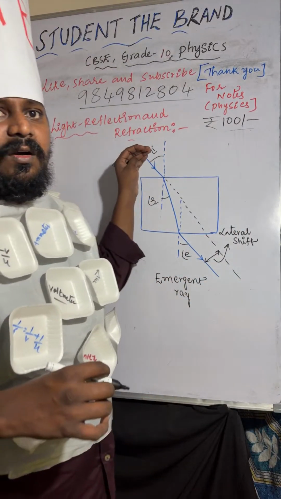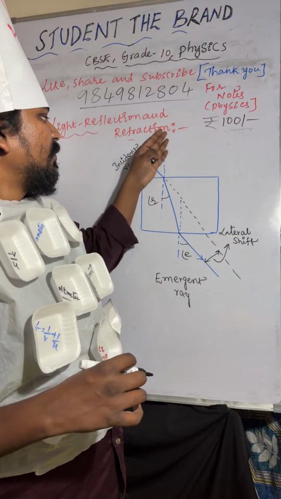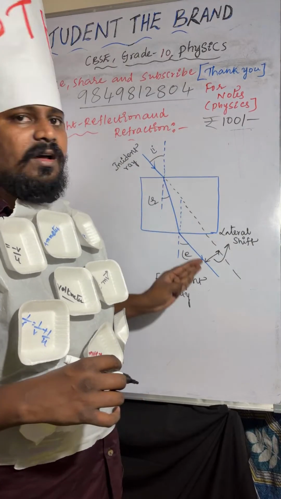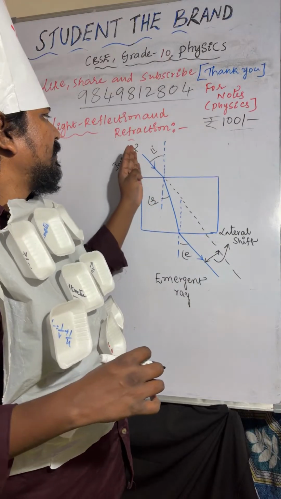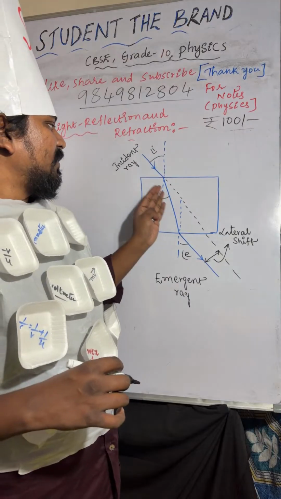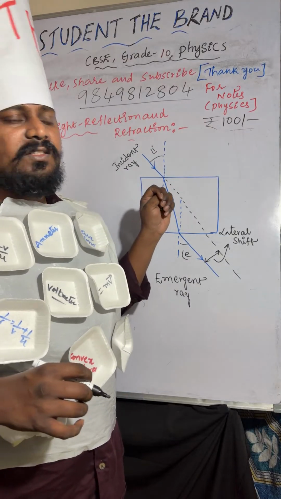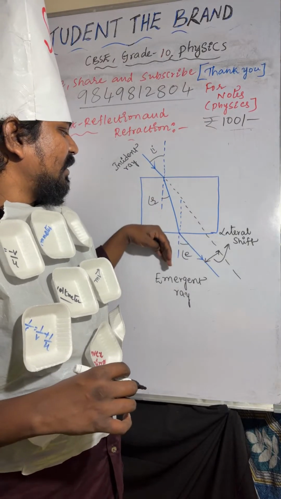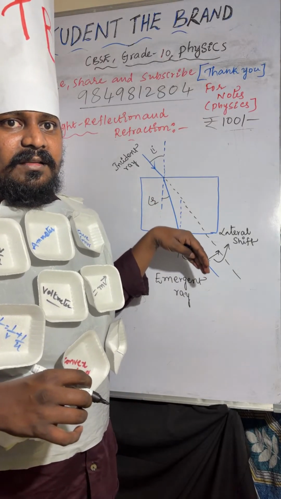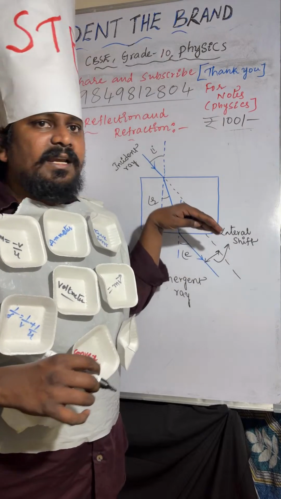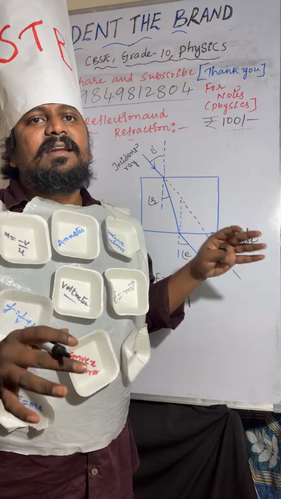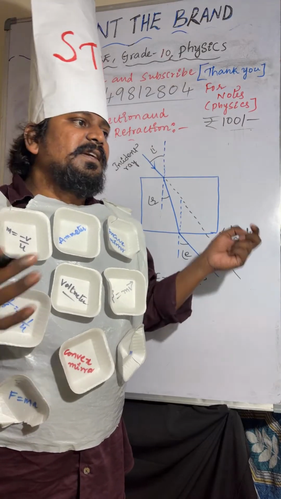Okay, so incident ray, normal line, refracted ray, normal line, emergent ray, normal line. The angle between the incident ray and the normal line is called the angle of incidence. The angle between the refracted ray and the normal line is called the angle of refraction. The angle between the emergent ray and the normal line is called the angle of emergence. And the distance between the emergent ray and the initial direction of the incident ray is called the lateral shift. So, coming to the vertical shift.